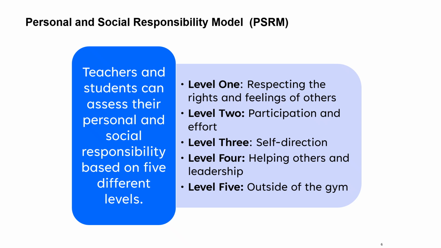Level 3 is they're learning to have self-direction. And students are showing independence by setting goals, making positive choices, and managing their own behavior without constant teacher guidance. They take ownership of their learning and physical development.